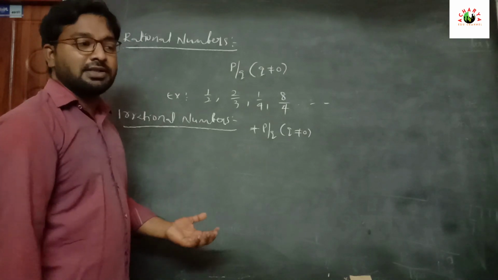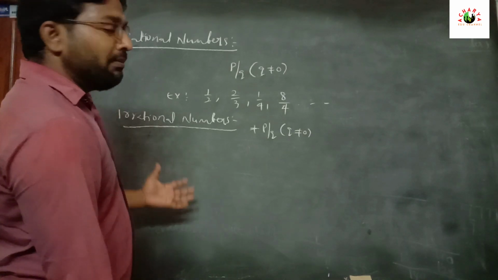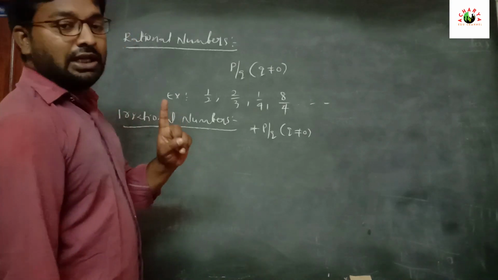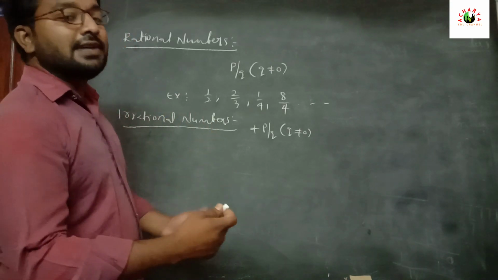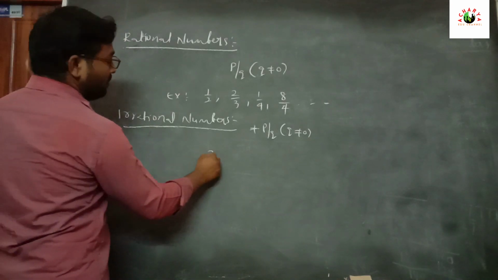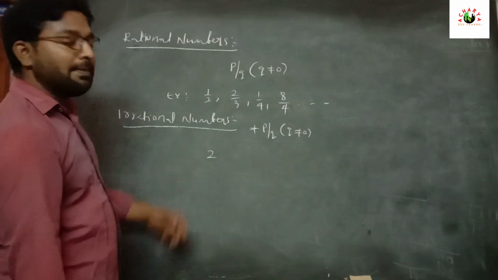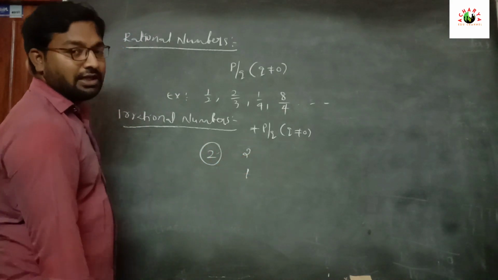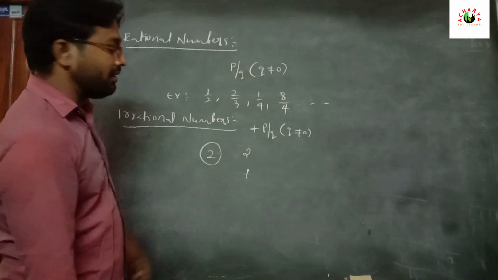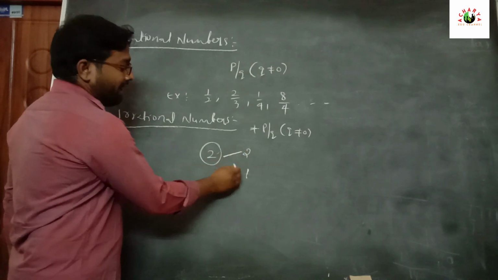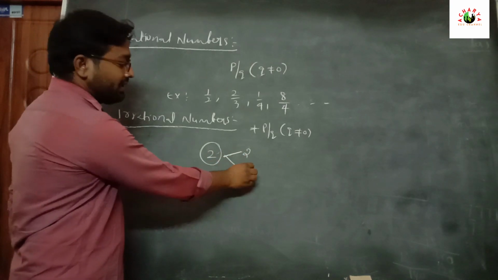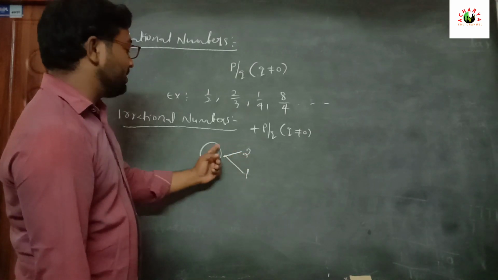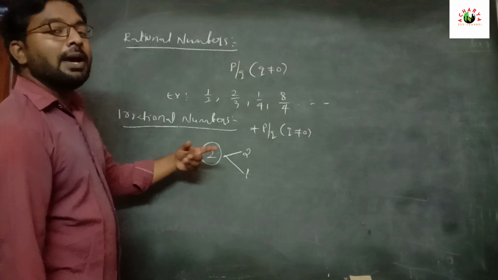Already we know prime numbers. What is meant by a prime number? A number which has only 1 and itself as factors. For example, 2 is a prime number. What are the factors of 2? 2 and 1. So 2 itself and 1, and 1 is a common factor of all numbers. Like this, we call such numbers prime numbers.